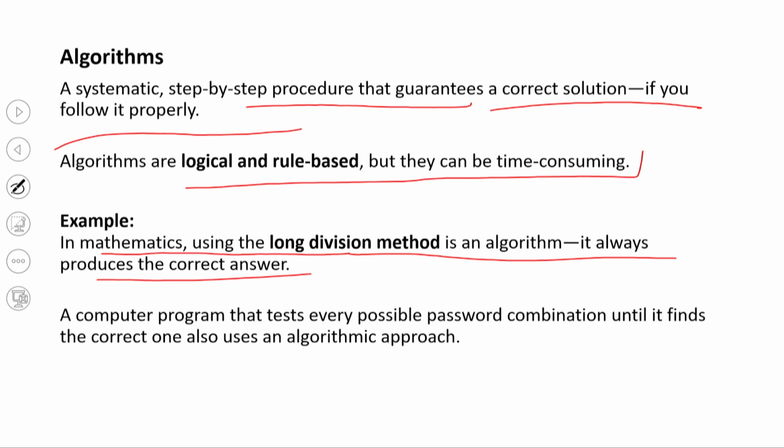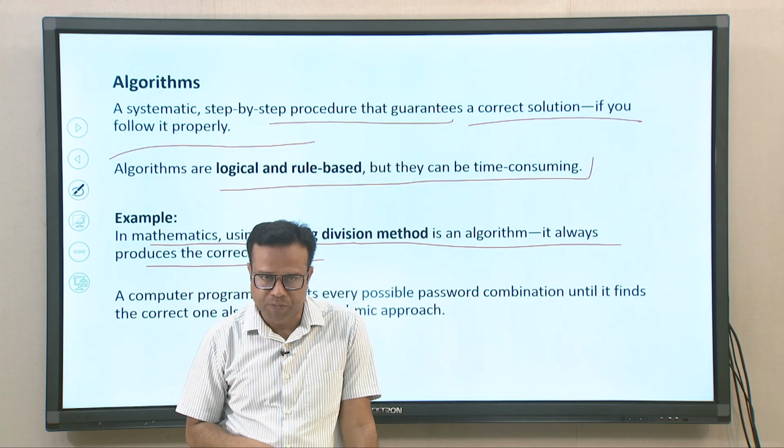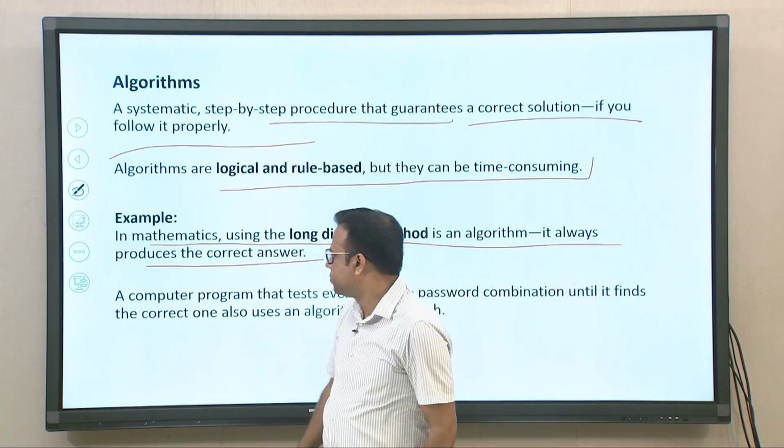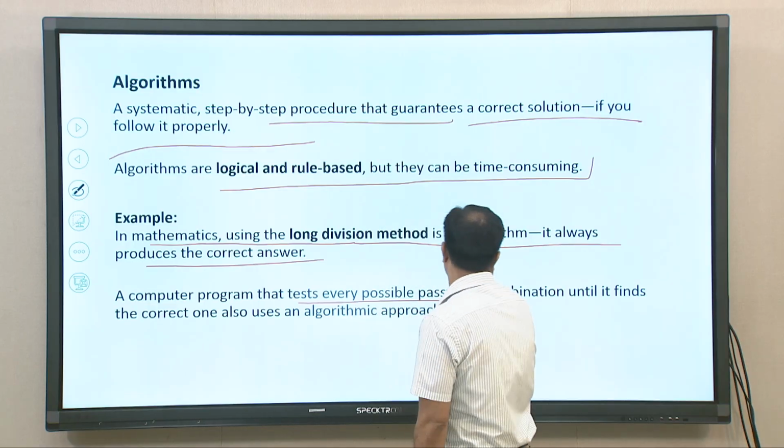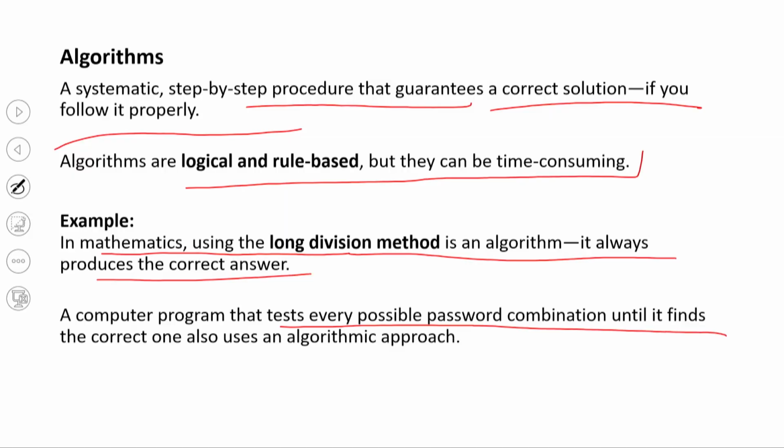So a lot of these mathematical steps, how we divide, how we multiply, there are steps and rules involved in it. If you follow them, you will get the right answer. So these are examples of algorithms. A computer program that tests every possible password combination until it finds the correct one also uses an algorithmic approach. Okay? So most computer things are actually algorithm-based solutions that they provide for problems.